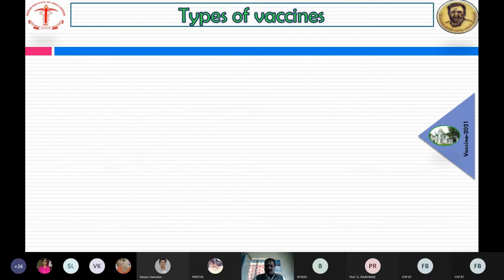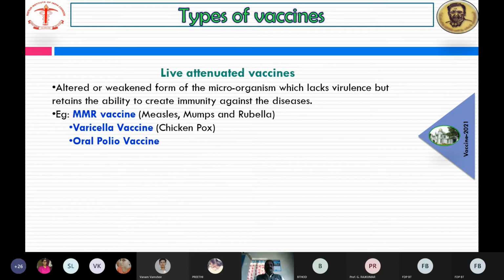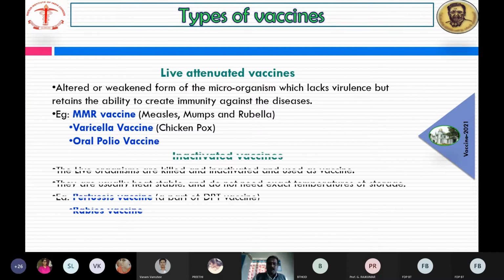Okay, then what is a vaccine? What are the different types of vaccine? The first is the live attenuated vaccine. A live attenuated vaccine is an altered or weakened form of the microorganism which lacks virulence but retains the ability to create immunity against the disease. That means the pathogenicity was attenuated, so it has the capacity for immunogenicity. For example, the MMR vaccine against measles, mumps, rubella, the varicella vaccine against chickenpox, and the oral polio vaccine against poliomyelitis.